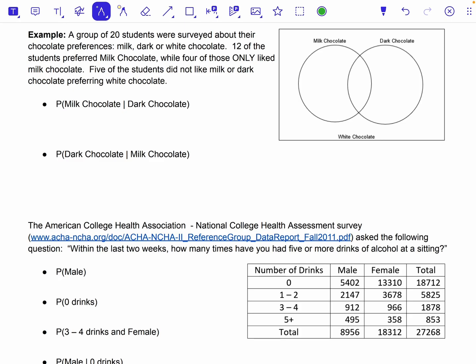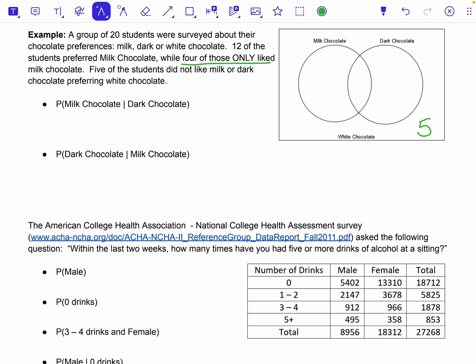So we have a group of 20 students. They were surveyed about their chocolate preferences: milk, dark, or white chocolate. 12 of the students preferred milk chocolate total, while 4 only liked milk chocolate. 5 of the students did not like milk or dark chocolate, preferring white chocolate. So we're going to have a 5 on the outside. Those are my 5 who didn't like milk or dark.